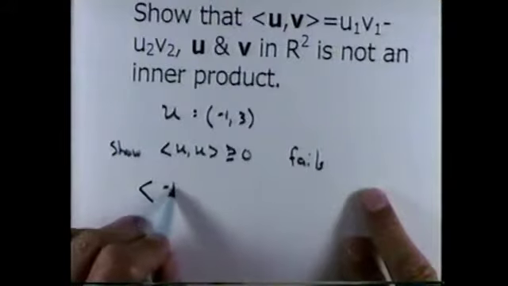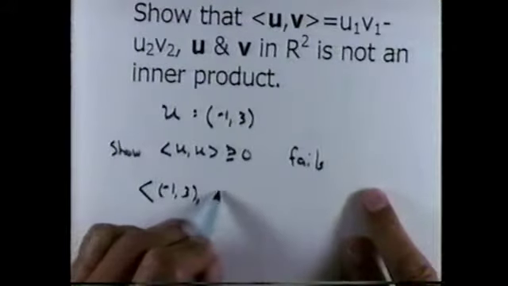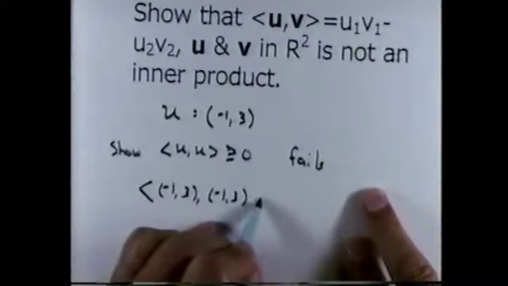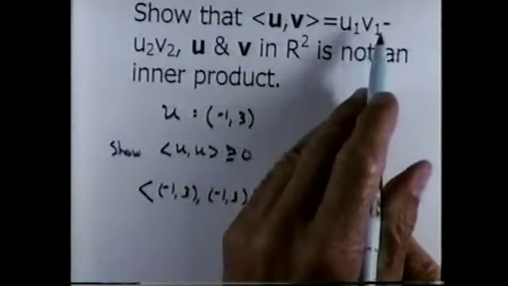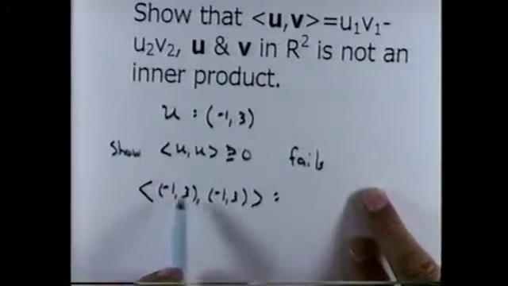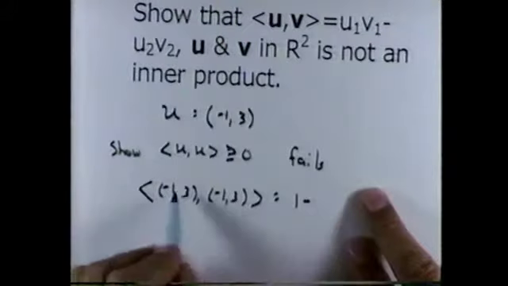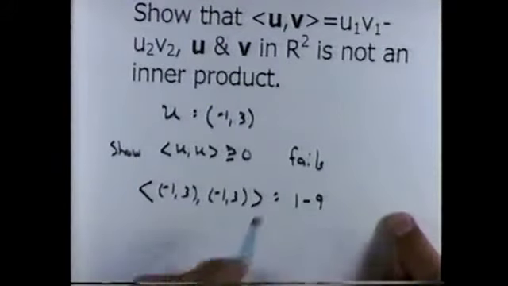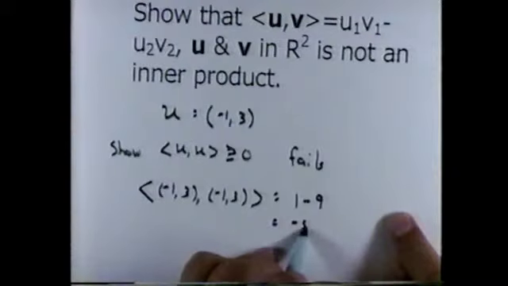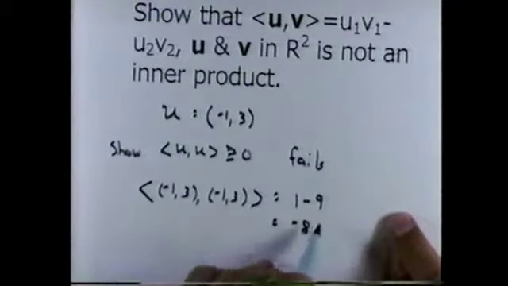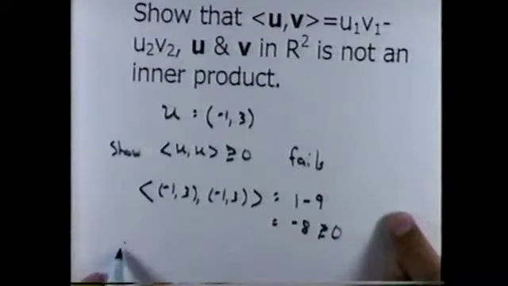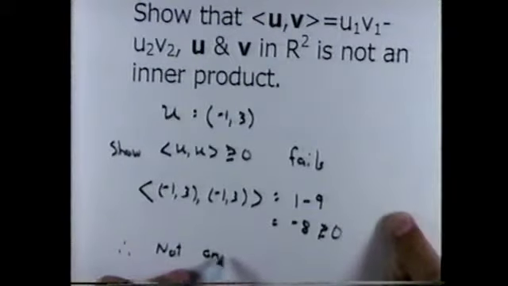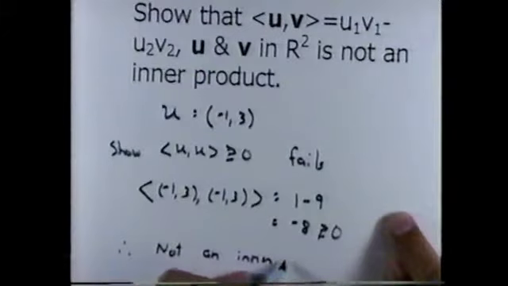Well, we would have the inner product of (-1, 3) with (-1, 3), which would equal, using the definition now, u1v1 minus u2v2. So it would be -1 times -1 is 1, minus 3 times 3 is 9, which is equal to -8, which is not greater than or equal to 0. So therefore, it is not an inner product.